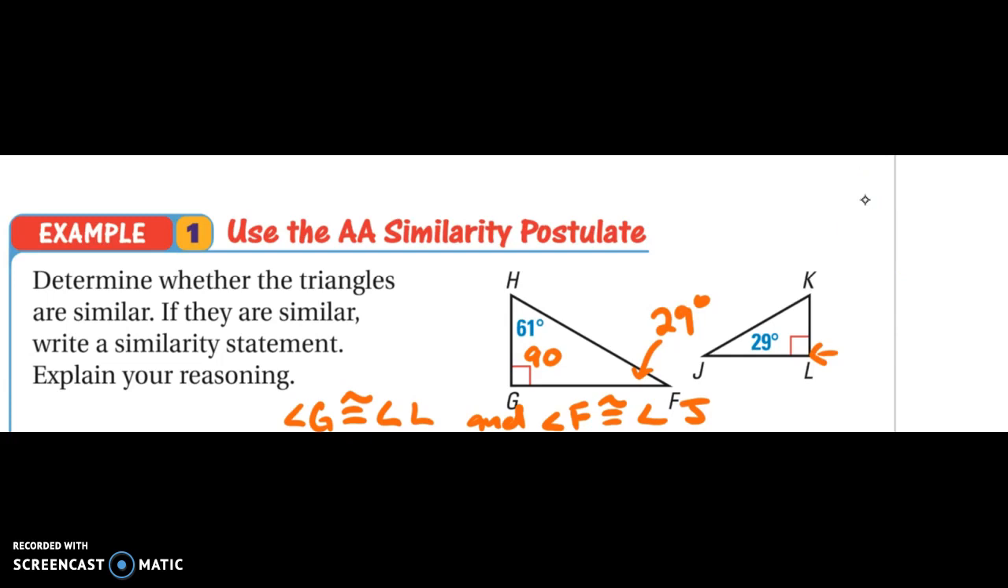Now, the similarity statement that I'm going to write is: triangle GHF is similar to triangle LKJ. And I'm done.